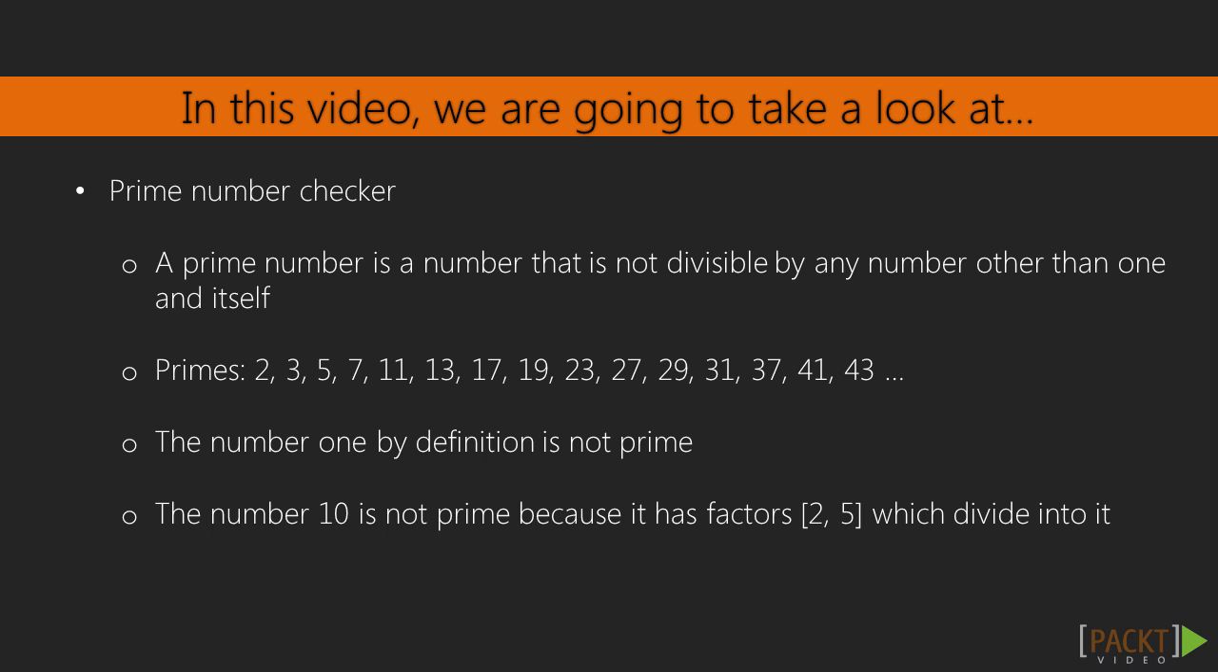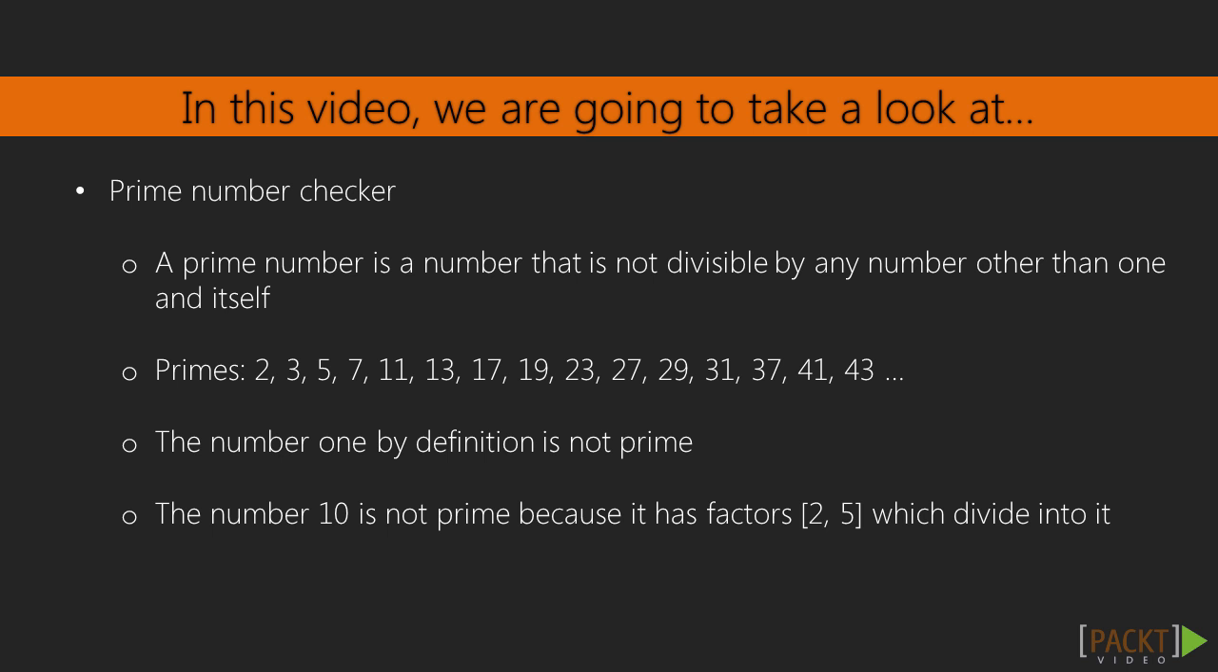A prime number is a number which is only divisible by the number 1 and itself. So I have listed a few prime numbers already: 2, 3, 5, 7, 11, 13, and so on. Notice that all the numbers that are not included in this list have factors which divide into it. So for instance, 10 is not on the list because 10 has the factors 2 and 5 which divide into it. And furthermore, I would like to add that 1 by definition is not considered a prime number.